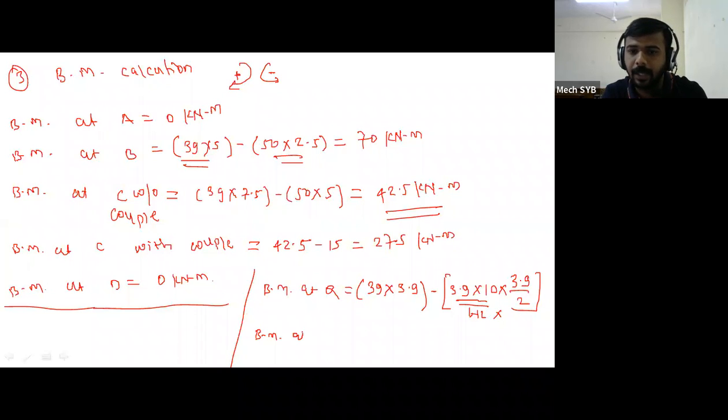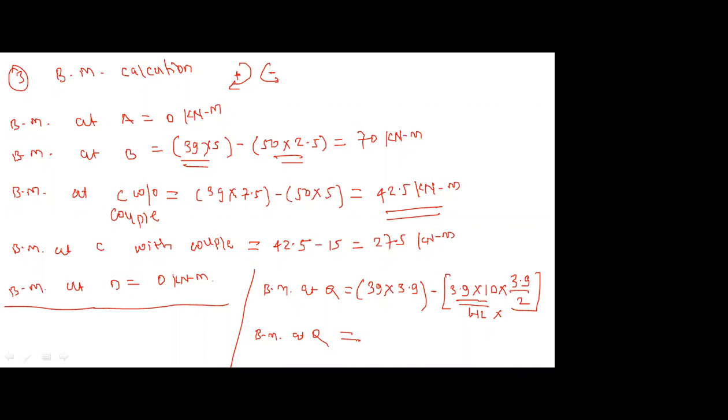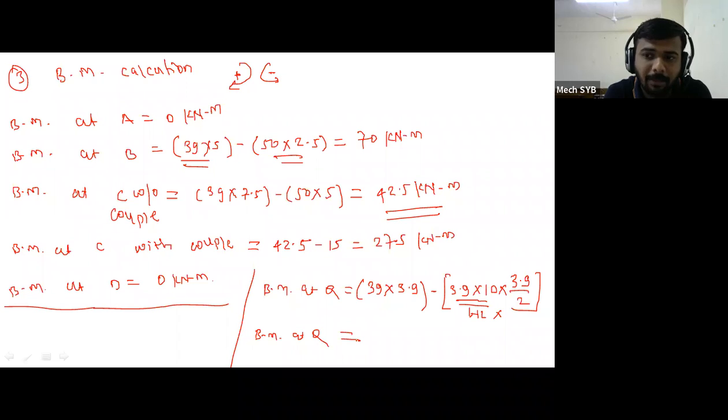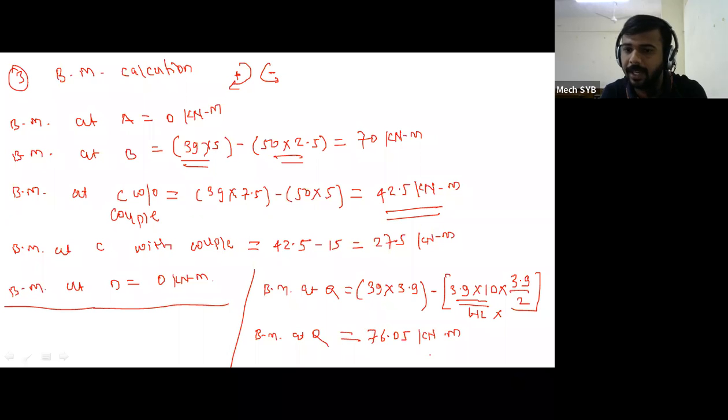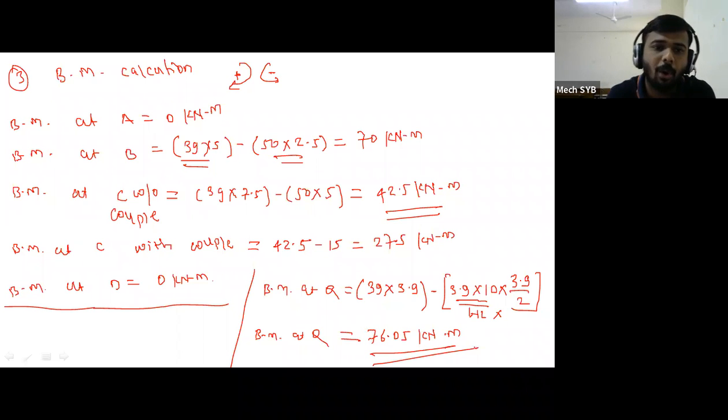Tell me this answer then. BM at Q is equal to 39 into 3.9 minus 39 into 10... म्हणजे झाला W into L. म्हणजे त्या 3.9 मीटरचं UDL चं पॉइंट लोड मध्ये कन्वर्ट करण्यासाठी आपल्याला फॉर्म्युला माहिती आहे W into L. W 10 आहे, लेंथ 3.9 आहे आणि ते बरोबर सेंट्रल ऍक्ट होते म्हणजे 3.9 divided by 2. What will be this answer? 76.05 kilonewton meter.